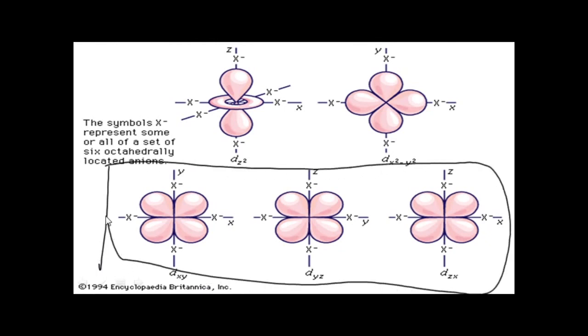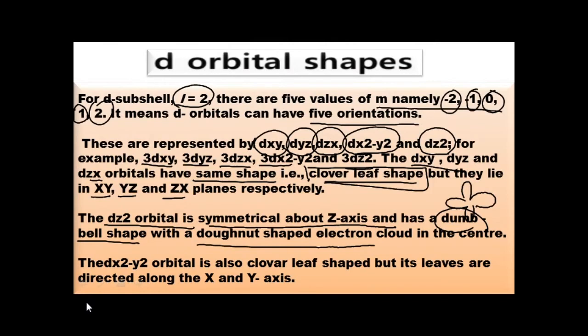This is the clover leaf shape, but dz squared is the dumbbell with a donut. So the dz squared is the dumbbell with the donut shape. The dz squared orbital is symmetrical about the z axis and has a dumbbell shape with a donut. Dumbbell shape with the donut. The electron cloud is in the center, so maximum density is at the center of the axis.